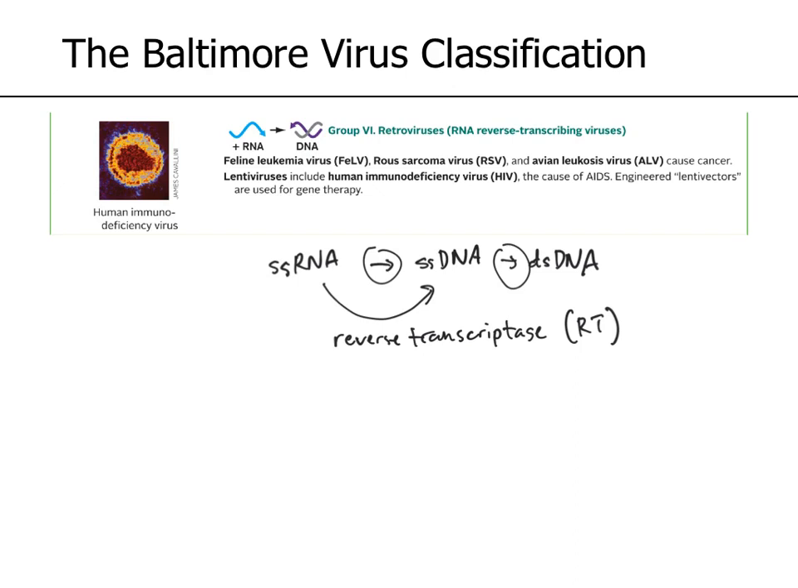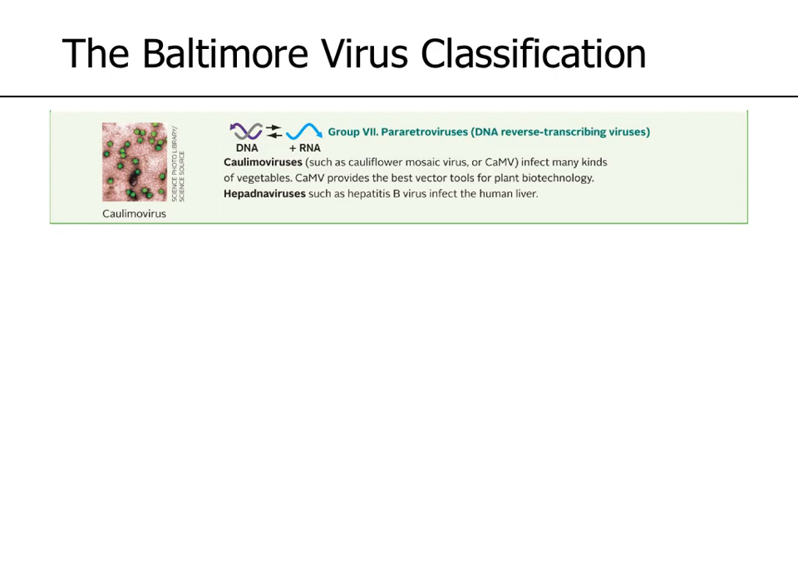All right, so the last group are the pararetroviruses. These ones go from double-stranded DNA to RNA, and then it gets reverse transcribed back to DNA. Some of the types of viruses in this class infect plants, and some plants actually have a reverse transcriptase that can be used for this, but otherwise, this is something that the virus is going to have to provide.